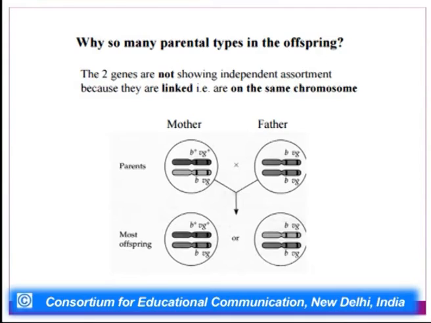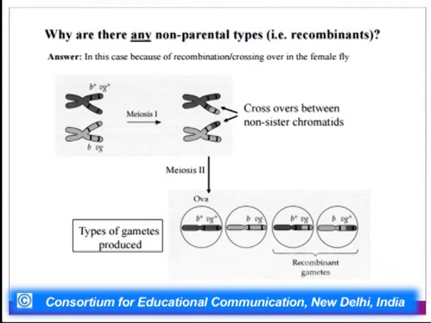So, I hope this concept is clear now, that the two genes are not showing independent assortment because they are linked and they are on the same chromosome. But why are there any non-parental types? There is not complete linkage. There is a crossover between the non-sister chromatids. In another session, we will talk about the mechanism in detail, but because the non-sister chromatids exchange some of the segments, the types of gametes would also produce recombinant chromosomes, as shown for these two particular alleles, and therefore recombination occurs.